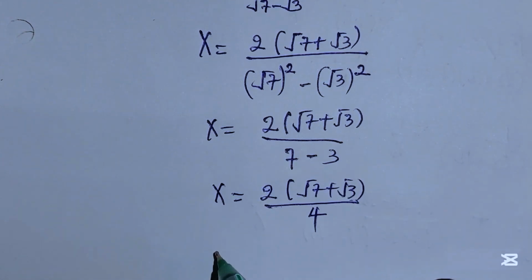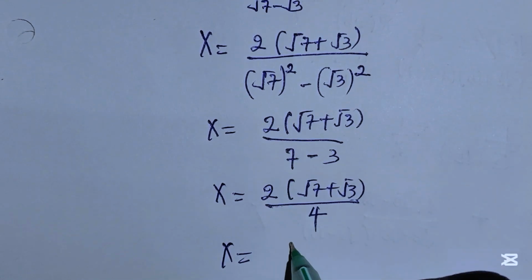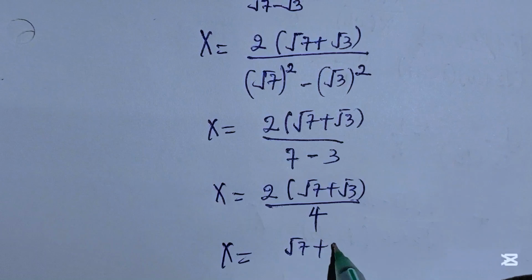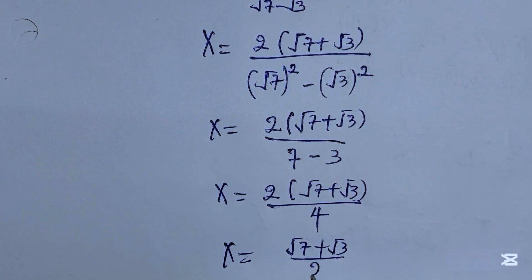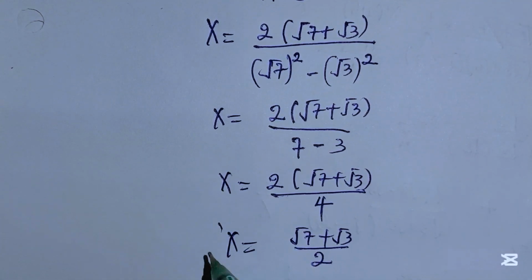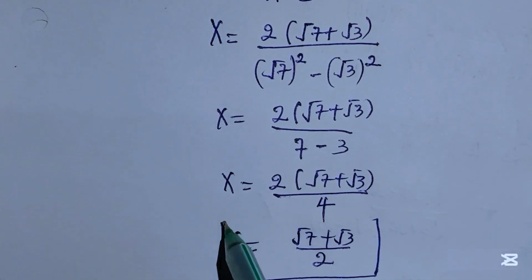Okay, then our x will be equal to square root of 7 plus square root of 3 over 2. Okay, this is our answer.